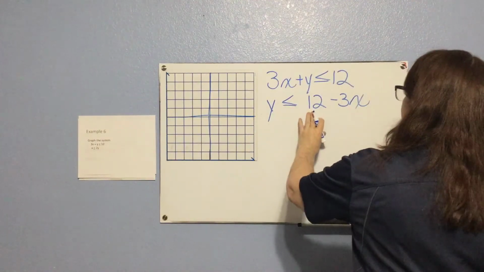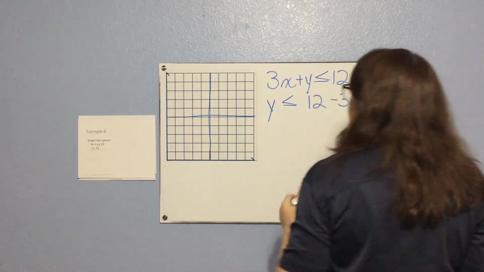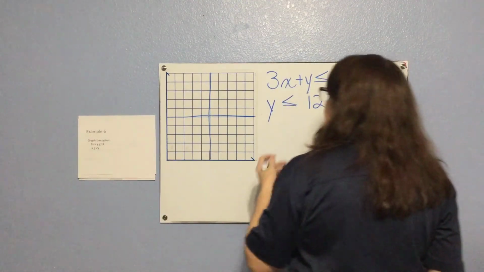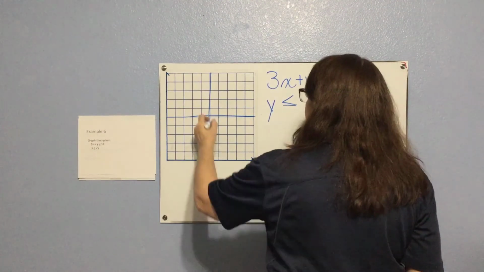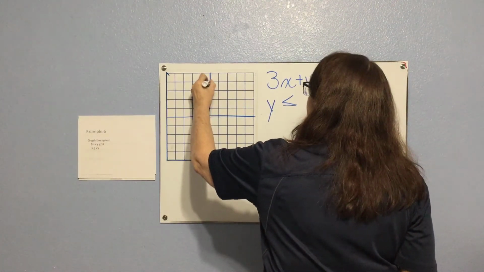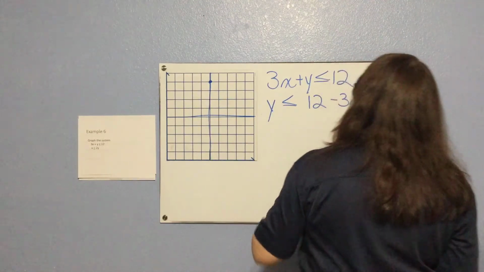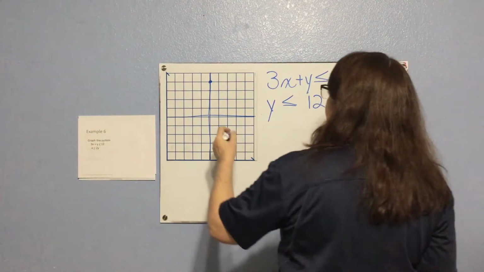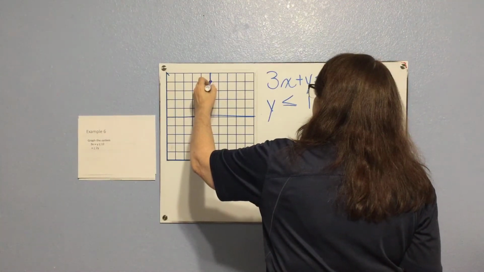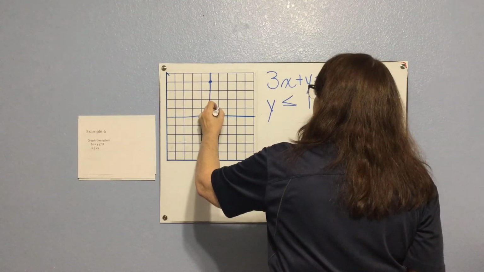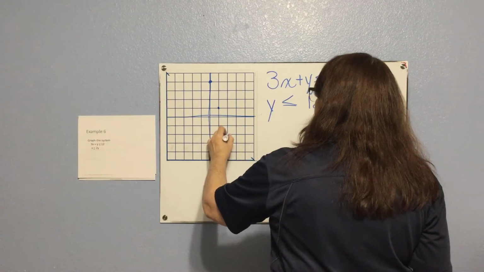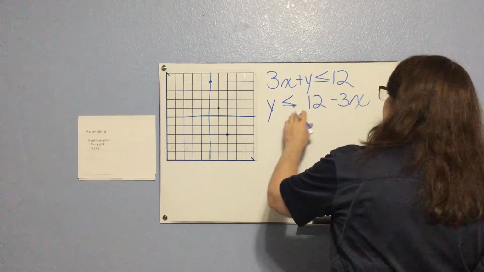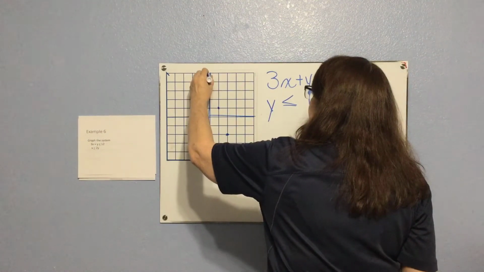Since my y-intercept is at 12, I'm going to go up by 3s, 3, 6, 9, 12. And my slope is -3. I can still count that down 3 and over 1, like that, and use my solid line.